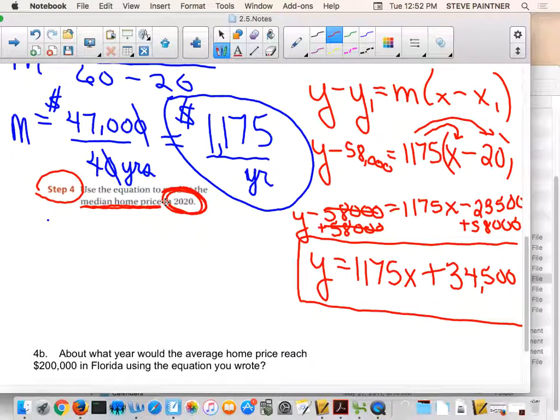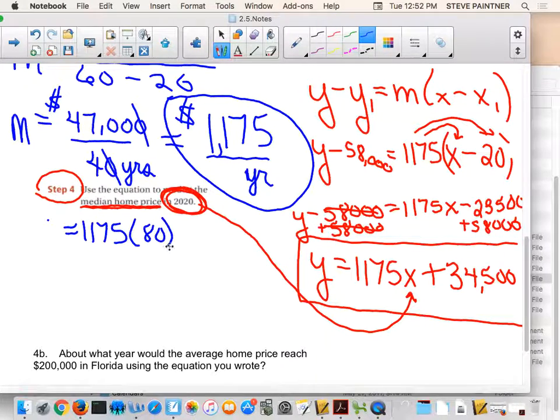2020. Well, they're telling you that's the year. Where do you put the year? In for X or in for Y? X. Didn't the X value stand for years? So you have to put this in for this, right? But what do you put? Put 80 in, because 2020 was 80 years after we started. So now you have to take your calculator and punch it in. And this is Y. And remember, Y stood for the median home price. 128,500.